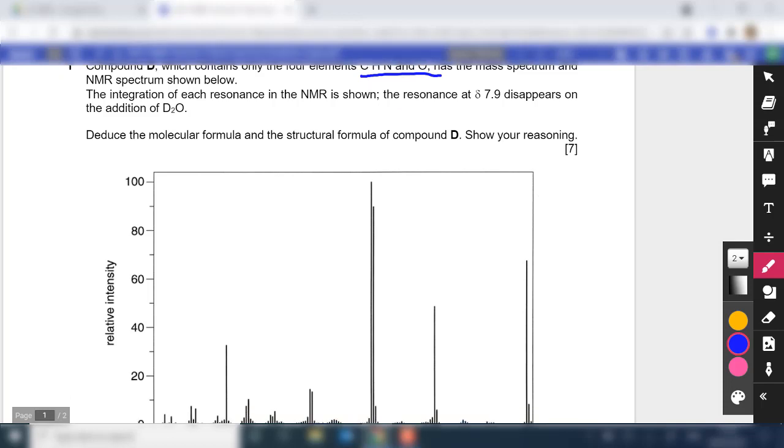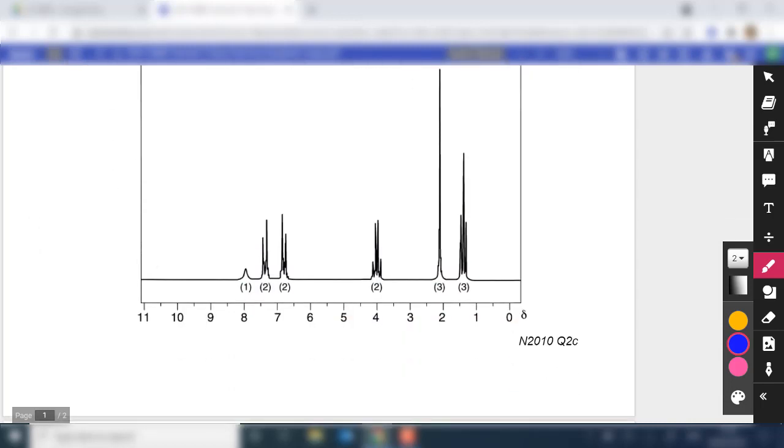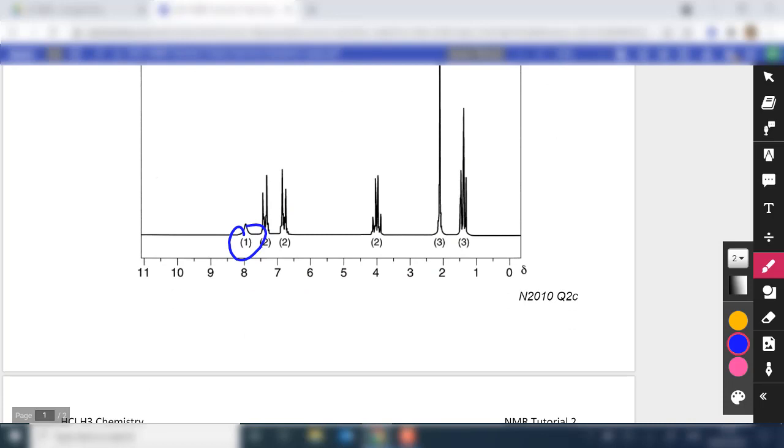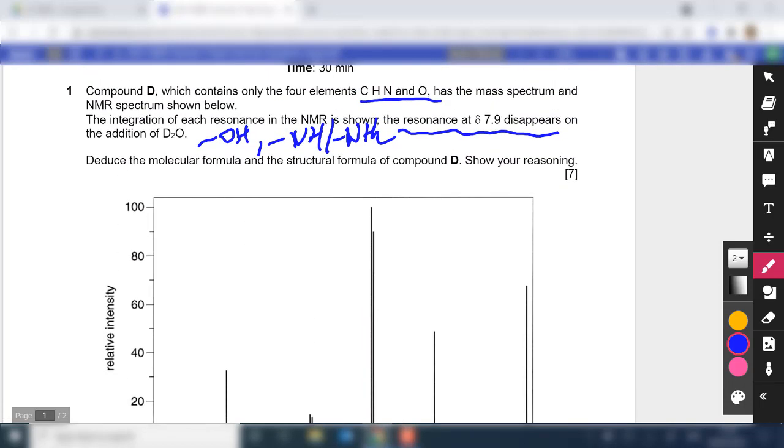You were told that the resonance at 7.9 disappeared on the addition of D2O, so that probably tells you that that is due to a protonic hydrogen, so either bonded to OH or NH, or NH2. But of course, if you scroll down, the integration ratio is 1, so probably not an NH2. Okay, so we can just erase this off.